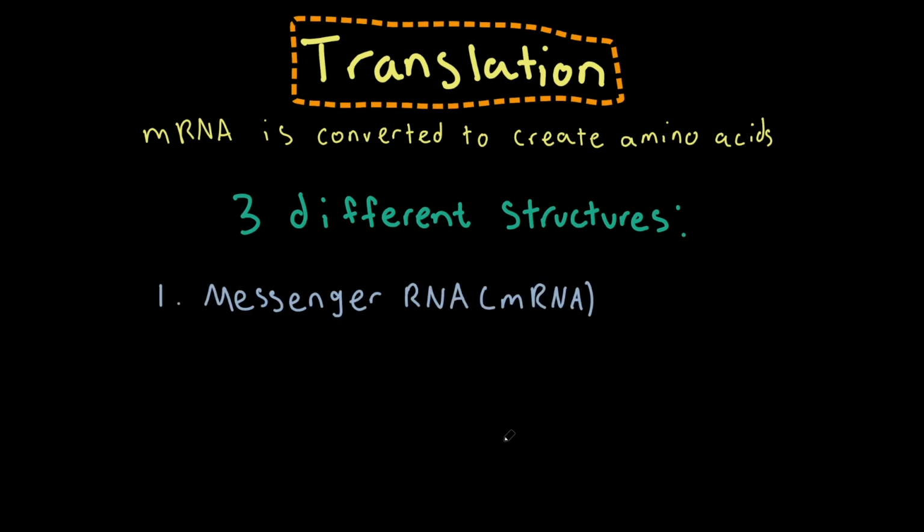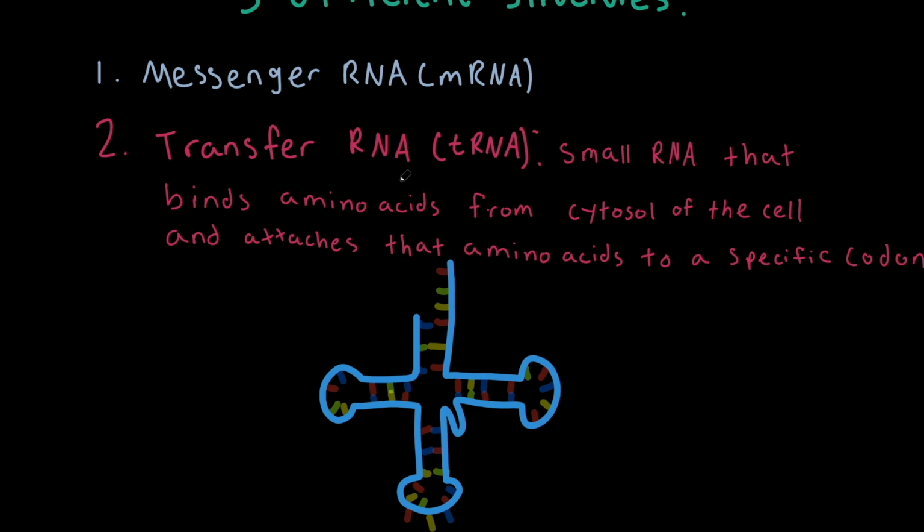The first one obviously is our messenger RNA, which, as I talked about, will be converted to create a specific protein. Now the second one is known as our transfer RNA or tRNA, which is a small RNA that binds the amino acids from the cytosol and helps code for the specific RNA. It takes that specific amino acid to code for a specific anticodon in our ribosome, which we'll talk about later. To memorize the tRNA in a simple way, you could think about it as just a small RNA that binds an amino acid. So what does a tRNA look like?